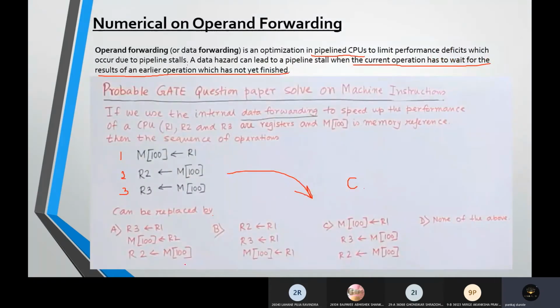Now see. Now tell me, have you understood this particular numerical on operand forwarding?